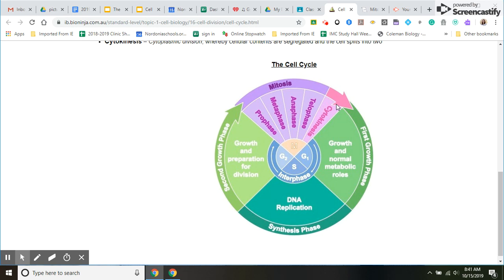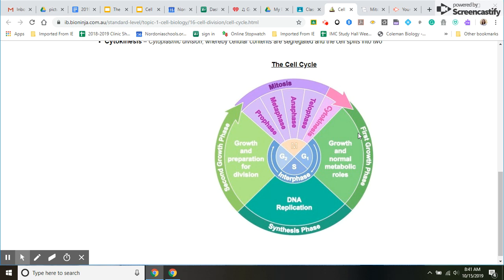With cytokinesis in a plant cell, because of the rigid cell wall, we're going to build a cell plate in the center to separate into two separate cells. Once it's separated into two separate cells, those two cells will then go right back into growing and making proteins just like they started out.